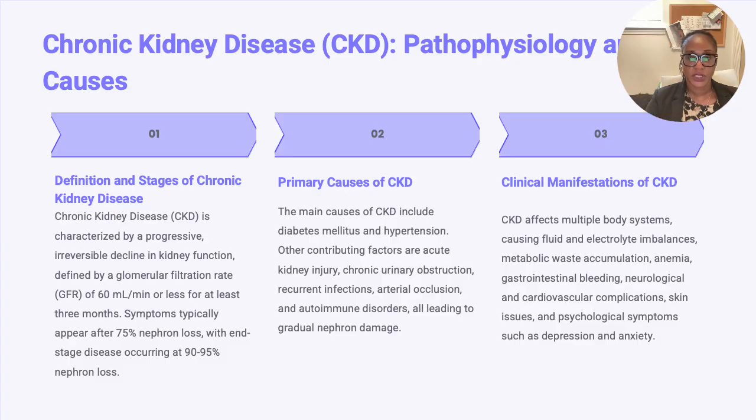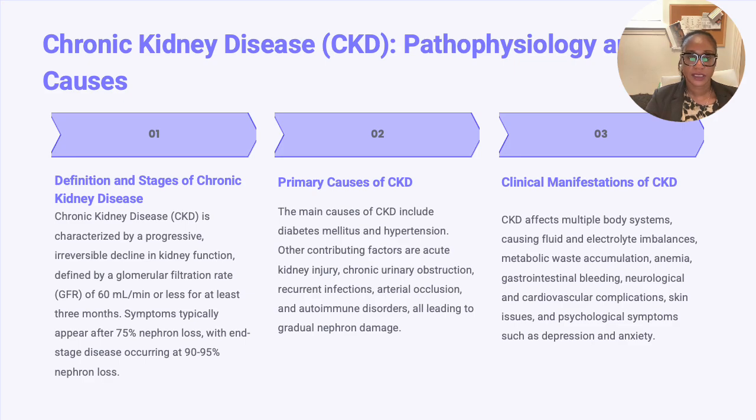It occurs in stages with loss of 75% of functioning of the nephron. The client becomes symptomatic and eventually results in uremia or end-stage kidney disease with loss of 90 to 95% of the function of the nephron, which we know is the functional unit of the kidney. Then hypervolemia can occur because of the kidney's inability to excrete sodium and water, and hypovolemia can occur because of the kidney's inability to conserve sodium and water.